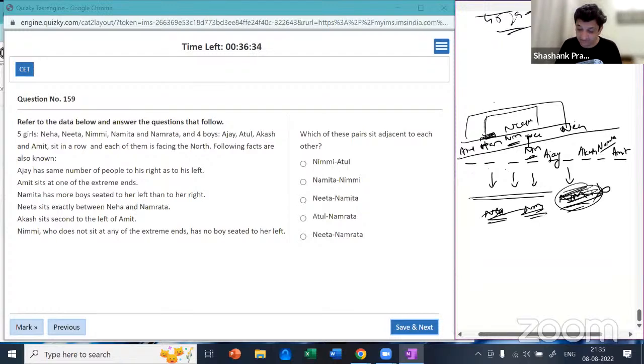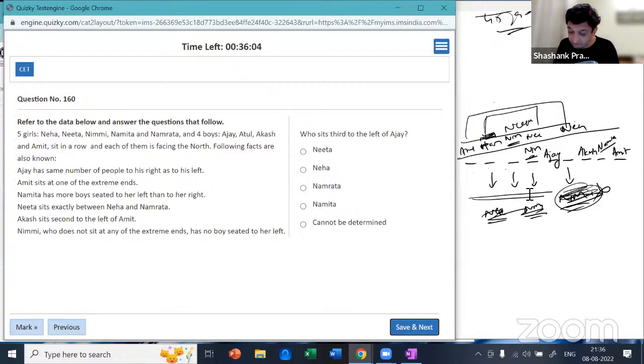Akash sits second to the left of Amit. Very good. Nimmi does not sit here, so Nimmi will be somewhere here. No one left. I think this is fine. Okay, let's see. Nimmi, Atul, definitely no. Namita, Nimmi, definitely no. Neeta, Namita, definitely no. Atul, Namrata, possible. Neeta, Namrata, not possible. So I think Atul, Namrata.